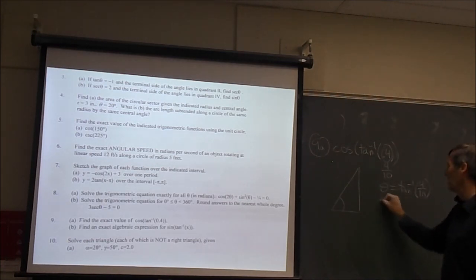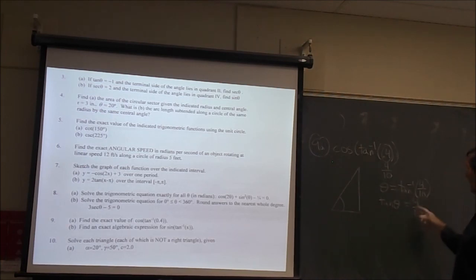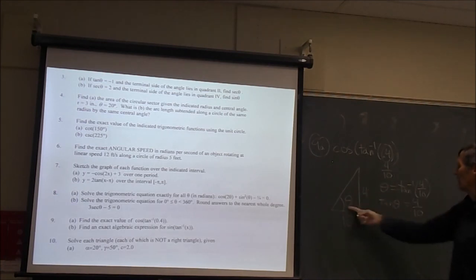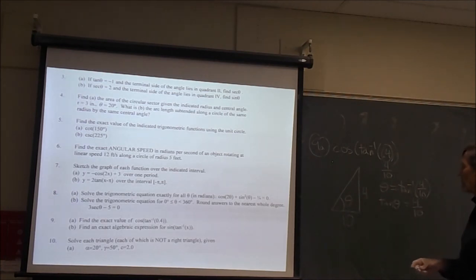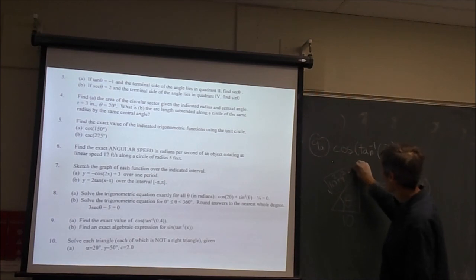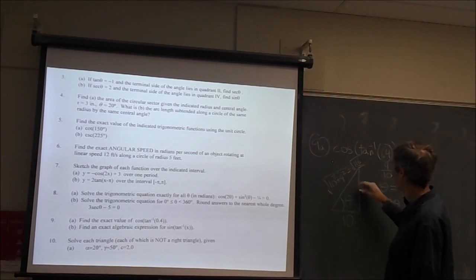So that means that tangent theta equals 4/10, which means that I can make a right triangle with y equals 4 and x equals 10, and the tangent of this angle will be 4/10. This angle must be the arctangent of 4/10. This side that remains has to be the square root of this squared plus this squared, which is the square root of 116. That is also 2 square root 29, I guess.